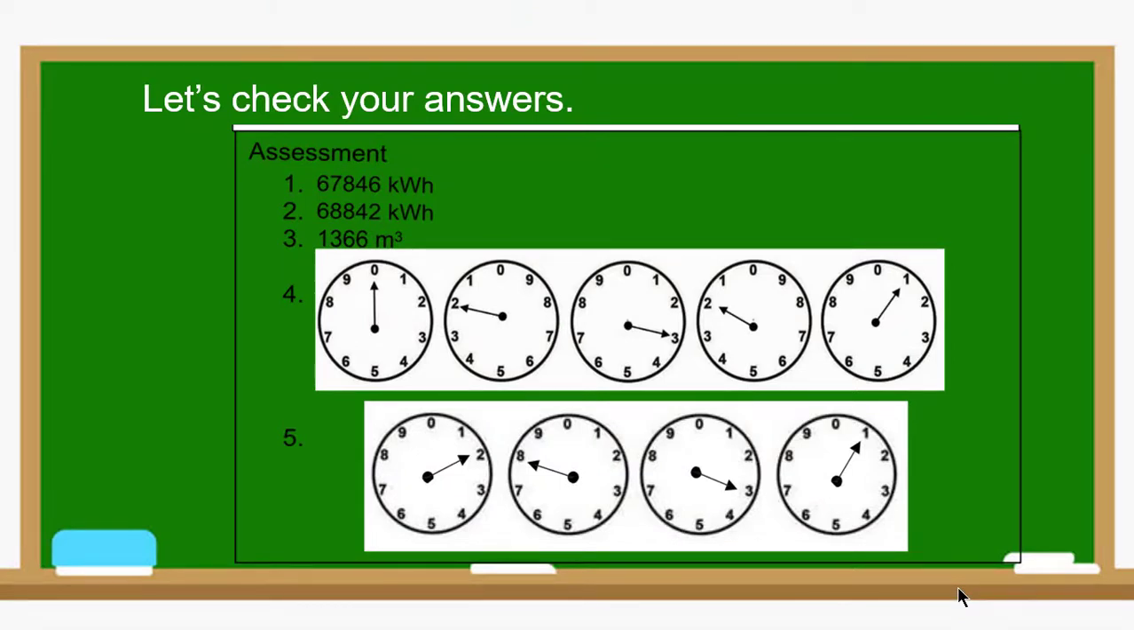Let's check your answers. Number 1. The correct answer is 67,846 kilowatt hour. Number 2, 68,842 kilowatt hour. And number 3, 1,366 cubic meters. Number 4, it should look like this. And number 5, you have here the answer.